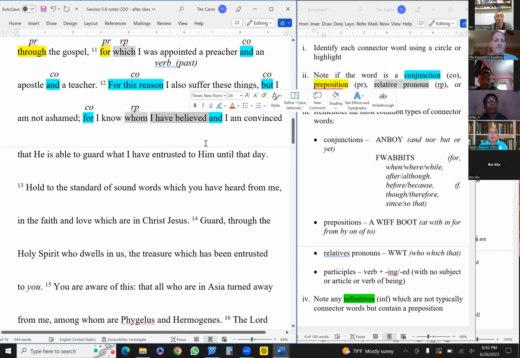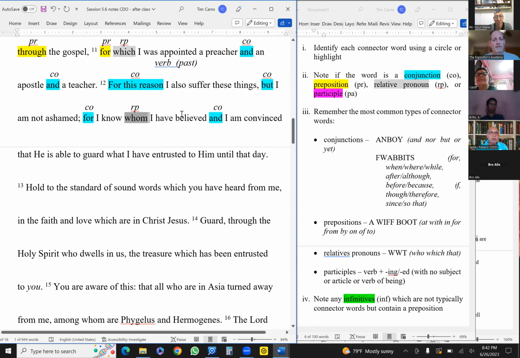I have believed and I am convinced. Those are two dependent clauses. How do I know they're dependent? They're followed by a relative pronoun. Okay, I know whom I have believed and am convinced he's able to. So I know and I am convinced. That's what it's connecting.